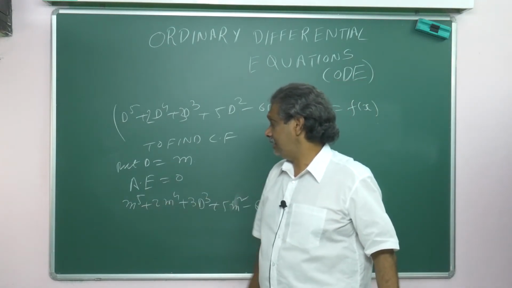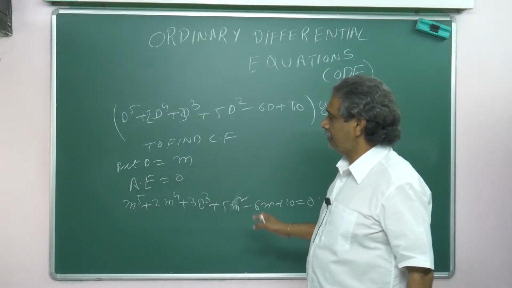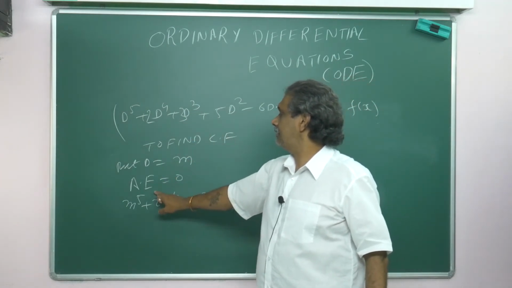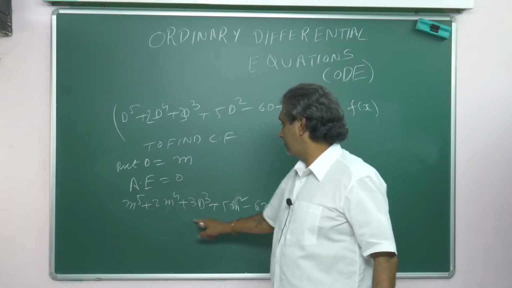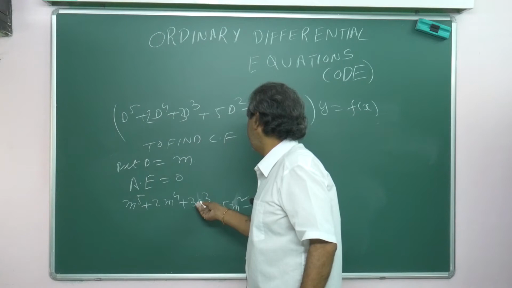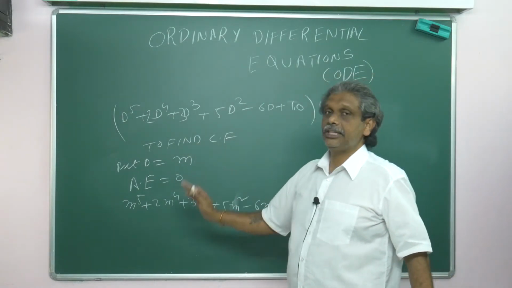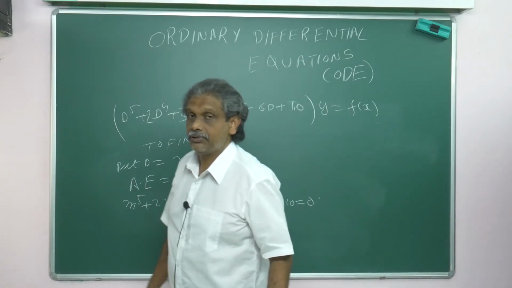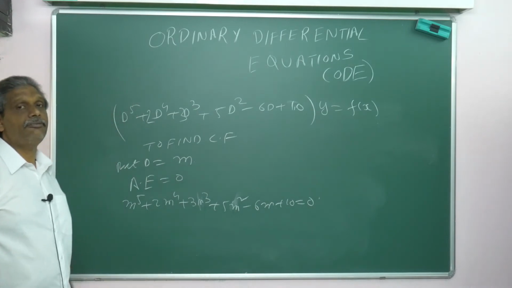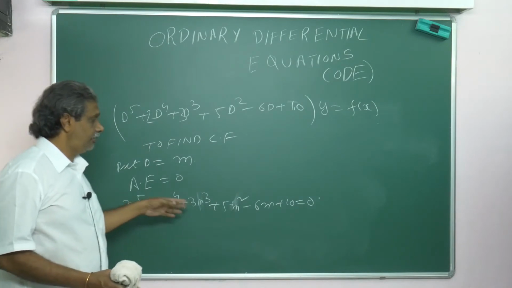I am considering fifth degree; maybe you will have sixth or seventh. To find CF, first put D is equal to m, you will get the auxiliary equation equal to 0, then solve for m. If the degree is 3 you will have 3 roots, 4 means 4 roots, 10 means 10 roots. Here I consider fifth degree, so I will get 5 roots. No need to solve now. How to solve, I will explain while doing the problems.